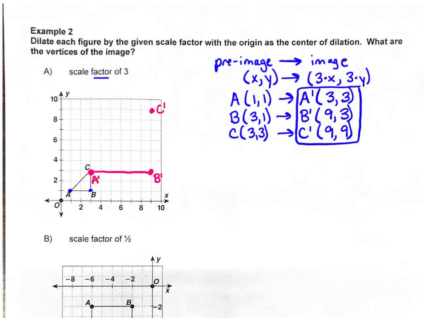Notice that it's using the origin as the center of dilation, so it's stretching out from the origin, and it's just multiplying all the sides out by 3. The side AB was 2 units wide, now it's 6 units wide. The side BC was 2 units tall, now it's 6 units tall. It just multiplied everything by 3.